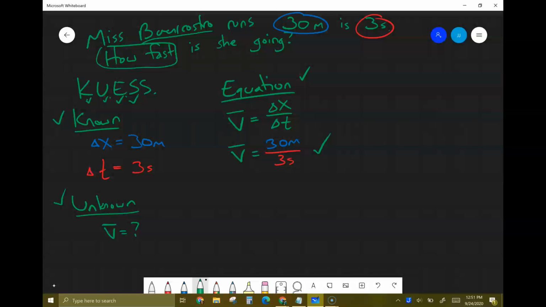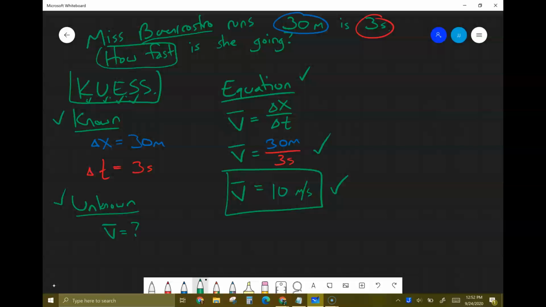Last but not least, I got 4 out of 5 points, so now I need to solve. So 30 divided by 3 is 10, and then the units divide out, meters per second, and that is the average velocity in that time. And now we got a solid 5 points for a problem. That's how it breaks down.